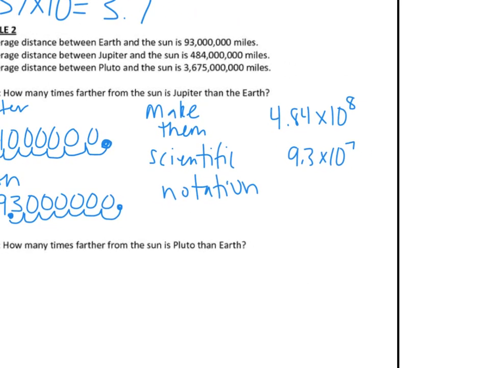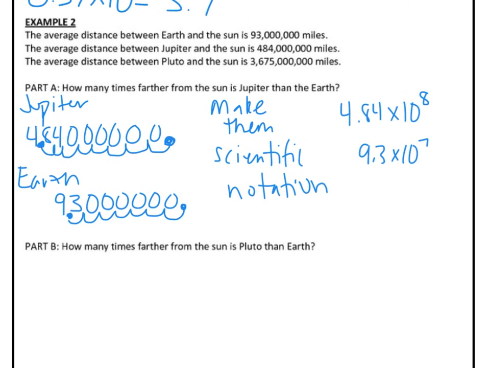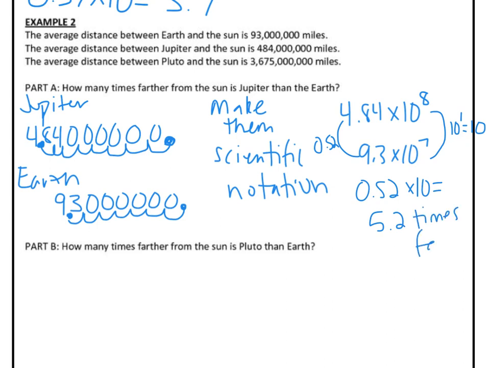Now I can see how much larger they are. So I divide 4.84 divided by 9.3, and I get 0.52. And then 10 to the 8 has one more 10 than 10 to the 7, and 10 to the 1 is 10. So I multiply my two numbers, 0.52 times 10, and I get 5.2 times farther. So Jupiter is about 5 times farther away from the Sun than the Earth is.